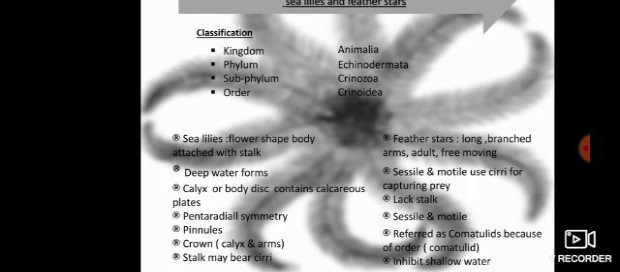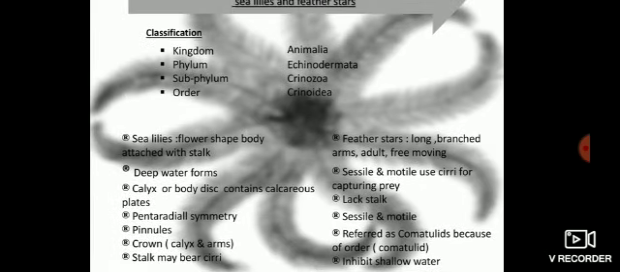The next is the feather star. The main difference between the sea lilies and the feather star is that sea lilies possess a stalk for attachment, but the feather star lacks the stalk. But they also attach to the surface by means of the cirri. It definitely bears the cirri, but not a stalk. The feather star has long branched arms, and the adult is free moving. They may be sessile and may be motile. They lack the stalk and they bear the cirri for capturing prey.